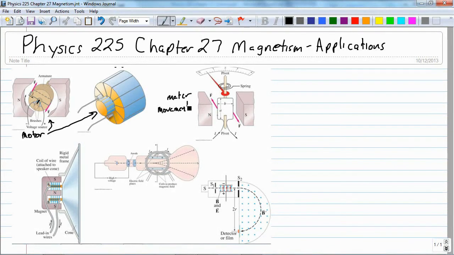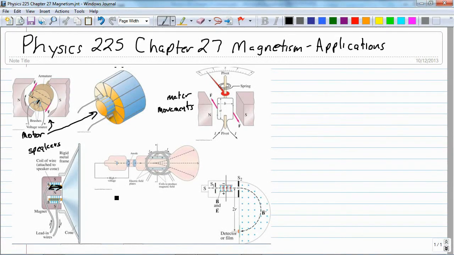Movements. Speakers. These are just coils that are wrapped around magnets, and as the current moves through the coil, the magnets force the coil back and forth to produce sound. So it's just a magnet and some coil.